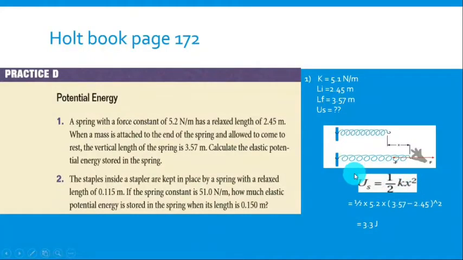So let's start solving. Here is the formula. Half times 5.2 times what? We subtract the new length minus the original length, then we square it as in the formula. We find the answer is 3.3 joules. Okay?